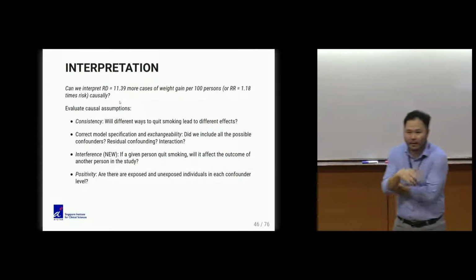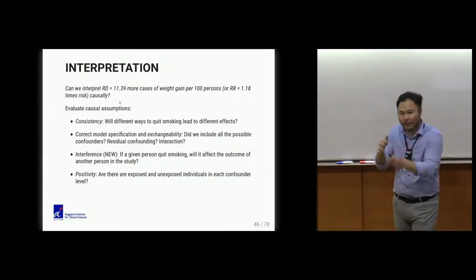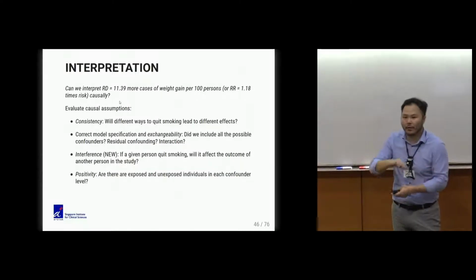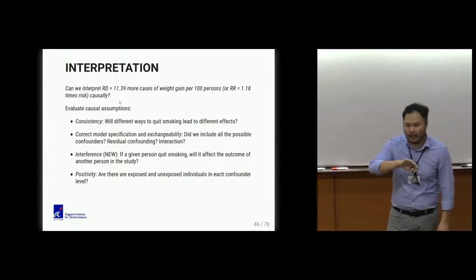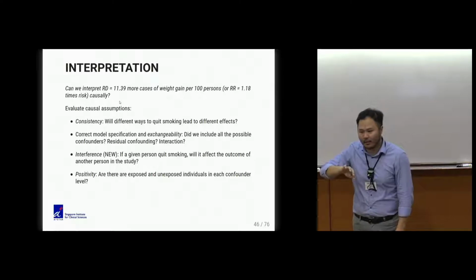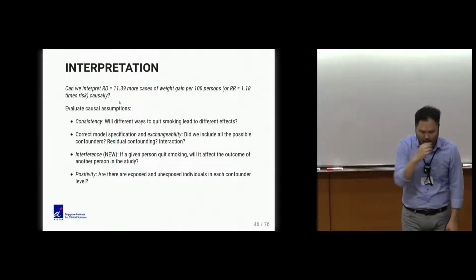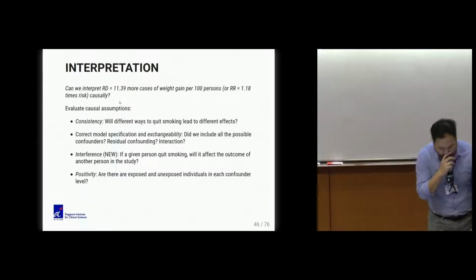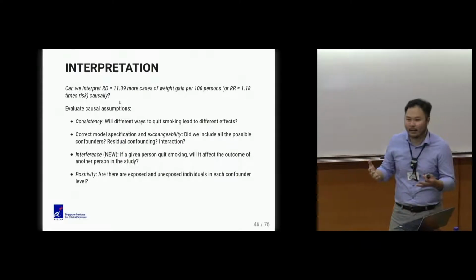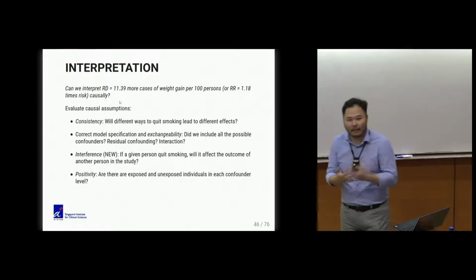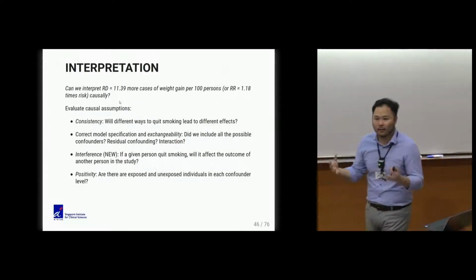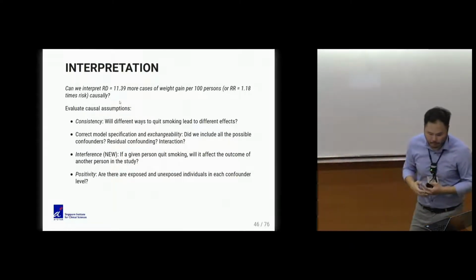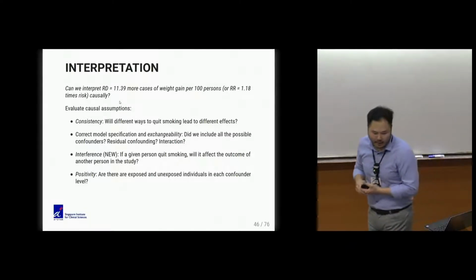So for example, if it's physical activity, since we conditioned on physical activity or it's evenly distributed among those two, then conditional on those factors, does the quitting of smoking have a consistent effect on the outcome? These are things that can't be justified by the statistical model, by the parameters. They have to be justified by our knowledge of the underlying condition, the underlying data generating mechanism. Correct model specification and exchangeability.